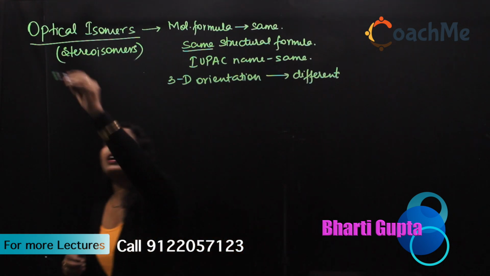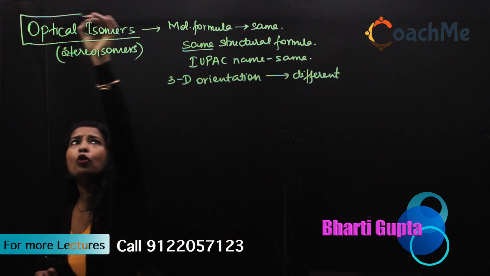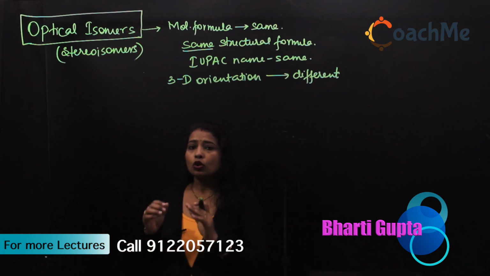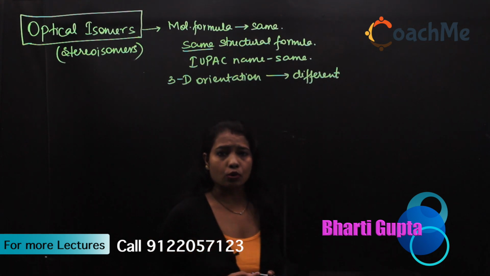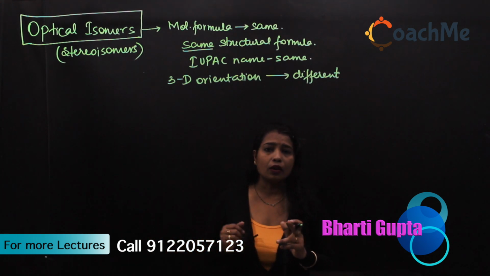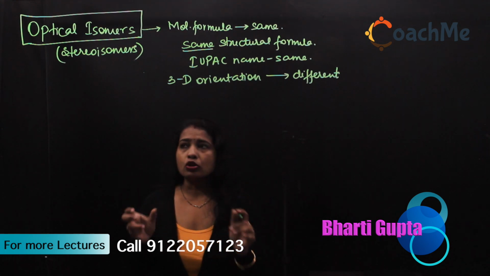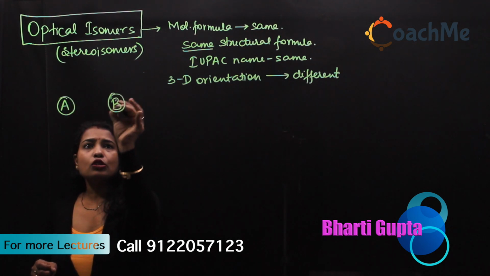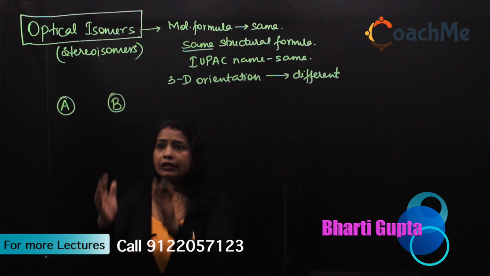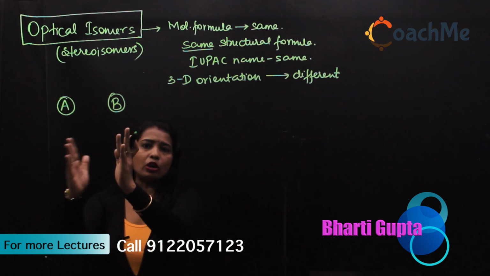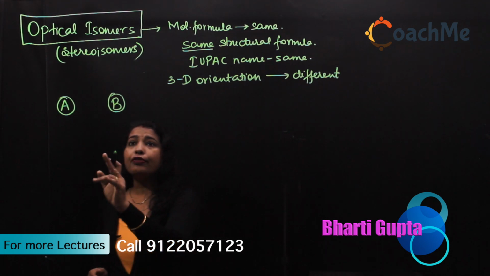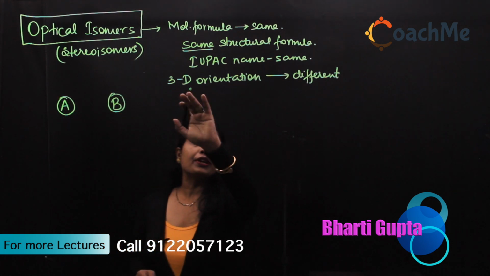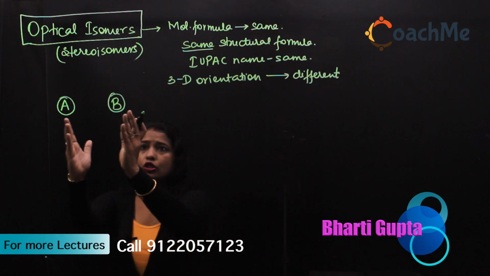So what specifically is this type of stereoisomer which we call optical isomers? How do we define optical isomers? Optical is something related to light. Suppose we have two compounds A and B, and these two compounds have the same molecular formula, same structure, same IUPAC name, but they differ in their properties, and the reason for the difference is the 3D orientation of atoms or groups. We say they are stereoisomers.